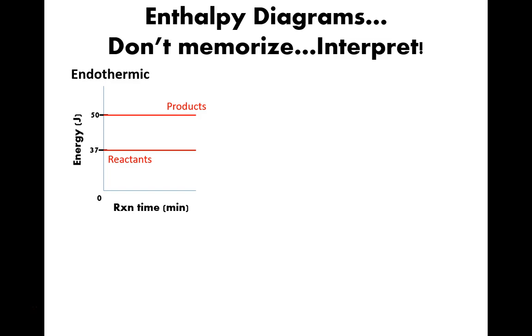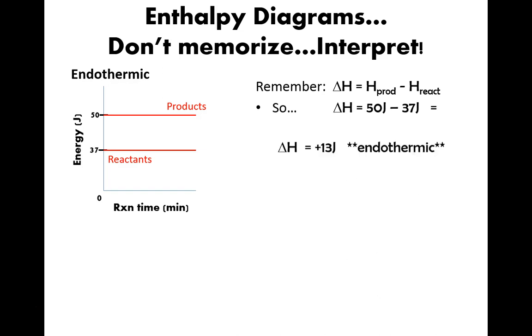So now I'm going to give you a diagram or chart representation of this. If you look at this, you can see we've got the energy, which you can consider the internal energy or the enthalpy, of the products at 50 and the reactants at 37. So you can see this is endothermic because products have more than the reactants. So if we do delta H here, we get a positive 13 joules because, again, it's products minus reactants. 50 minus 37 is 13. So it is endothermic.